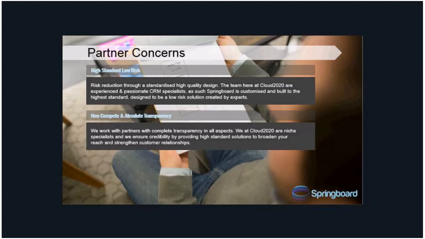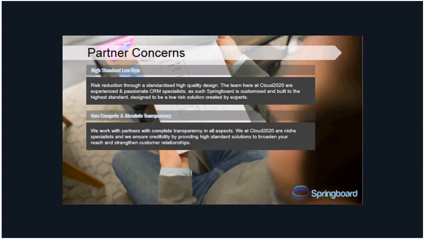But there are some key partner concerns that our partners were coming to us with during that sales process. So firstly, they were saying, you know, I need to be offering CRM to my customers because they're coming to me and asking me for it. They're really keen to understand their business data more. But I've got a decision to make. Do I decide to offer CRM myself and build up a CRM practice in-house? Or do I outsource or use a strategic partner such as Cloud 2020 to help me offer that?